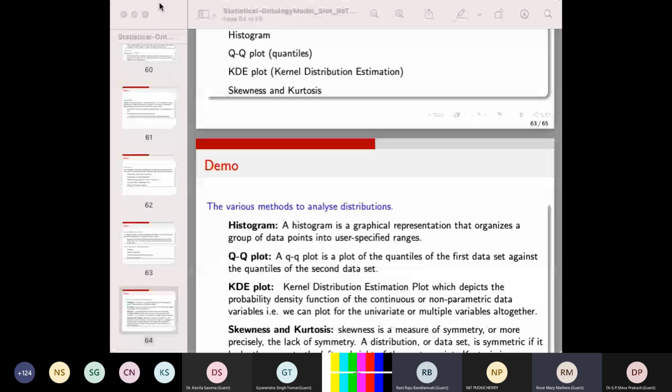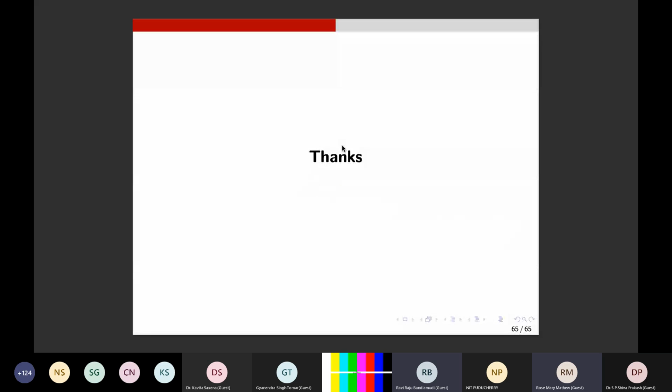I was about to conclude this. I tried to focus on giving some insights on statistical data and also the types of ontological models that can be used to represent the SIoT data as well as the IIoT data, and the basic functions or the statistical method of analyzing the data, and tried to present and demo that through the code.